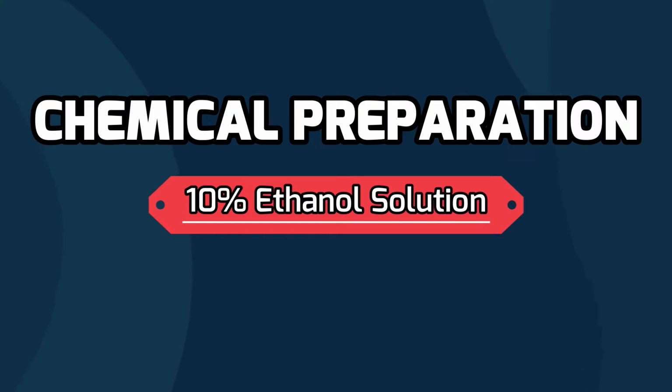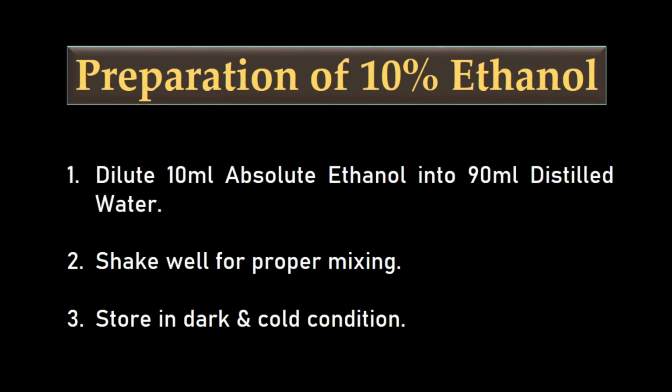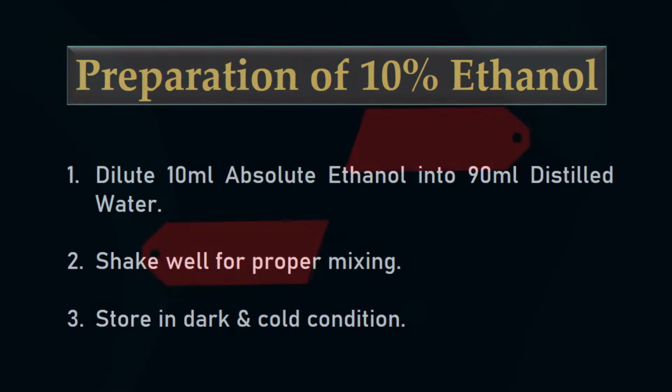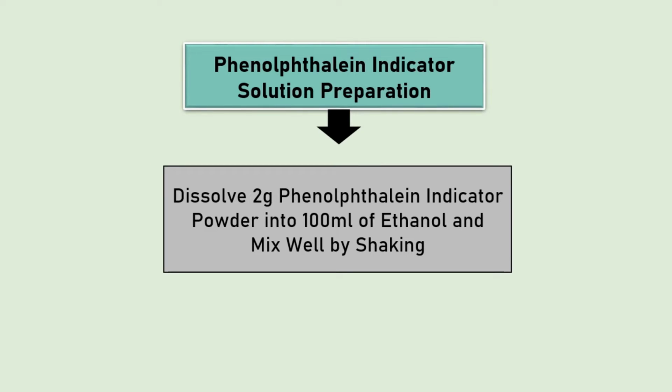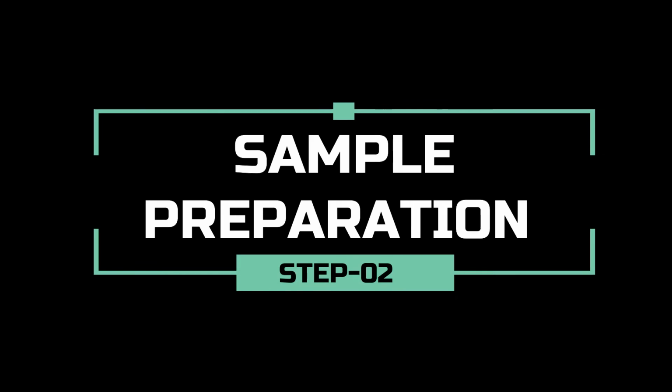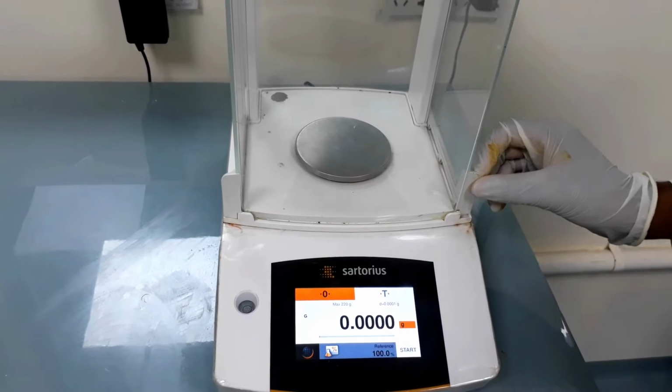For the preparation of 10% ethanol, just dilute 10 ml of absolute ethanol into 90 ml distilled water. We can prepare phenolphthalein indicator solution by dissolving 2 grams of phenolphthalein powder into 100 ml ethanol. In this step, we will prepare our sample.